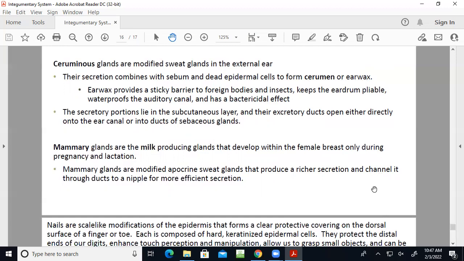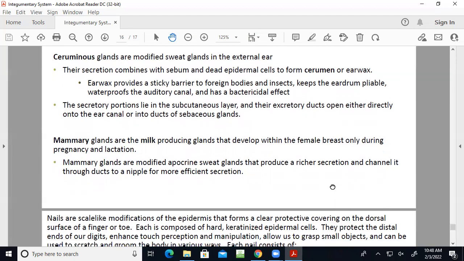The secretory portion of these guys lies in the subcutaneous layer, and their excretory ducts open either directly into the ear canal, or into ducts of sebaceous glands. We'll talk more about them, and we'll see a picture of them when we talk about the ear.